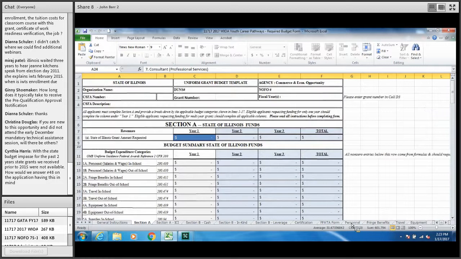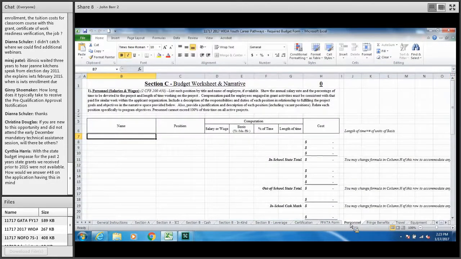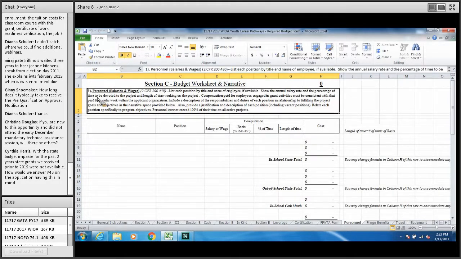I would point out also, if we look at personnel here, you will see at the top section that the budget line item definition is listed here. You'll see that it is pulled directly out of the Uniform Administrative Guidance, and it has the citation listed there. And so again, the intent is for the state to be consistent with the federal government, and the overall goal is to categorize costs consistently across programs.